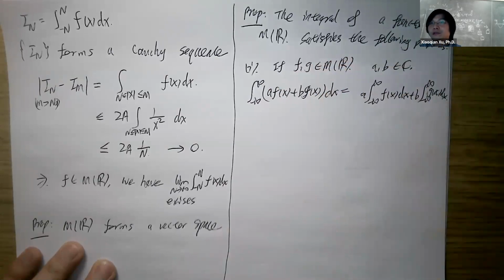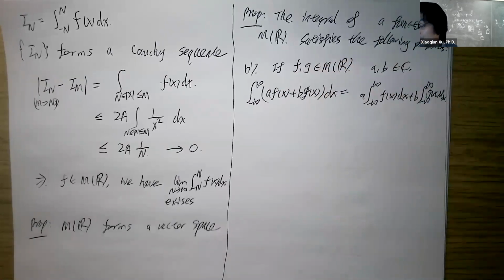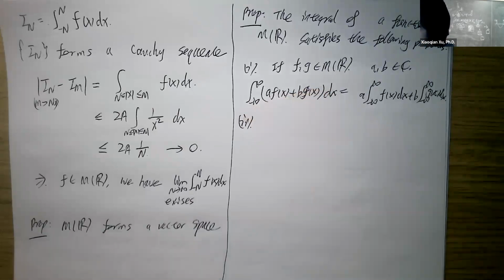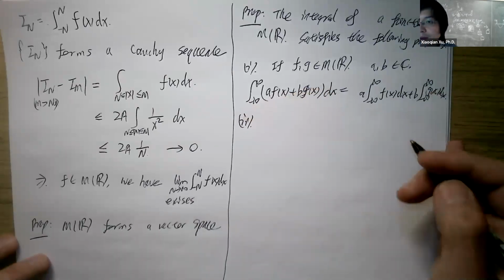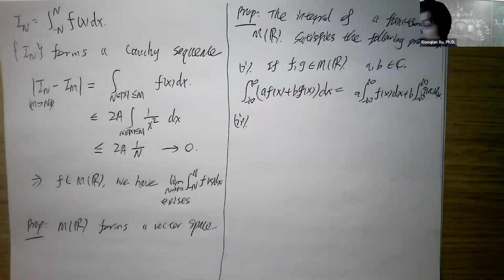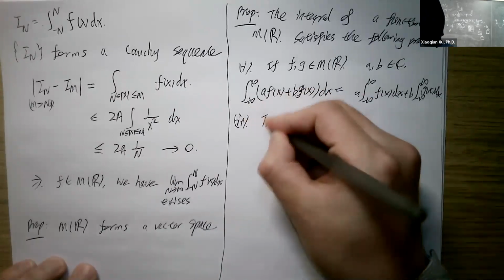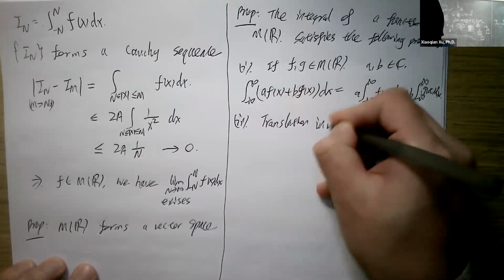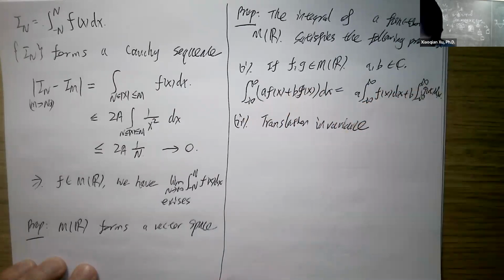Well, that seems very trivial, right? But you may still want to prove it just to get familiar with this kind of limit of the integral. And the second property: this kind of integral over the whole space is translation invariant.